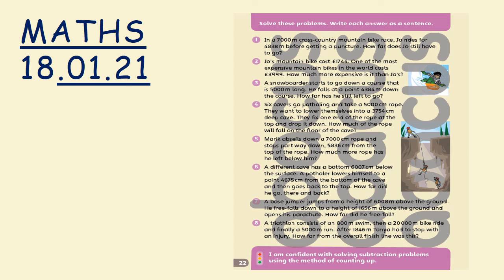Then you have to note the numbers. So we're noting 7,000 and 4,838. Then we have to calculate the answer. So what we do, we need to subtract 4,838 from 7,000. Then we have to answer the question. How far does Joe still have to go? Joe needs to go 2,162 meters.